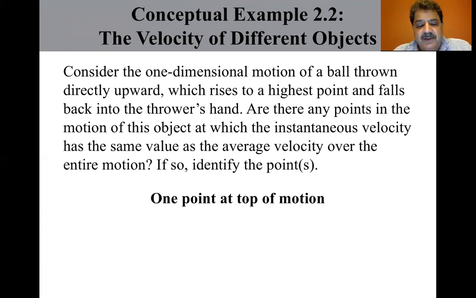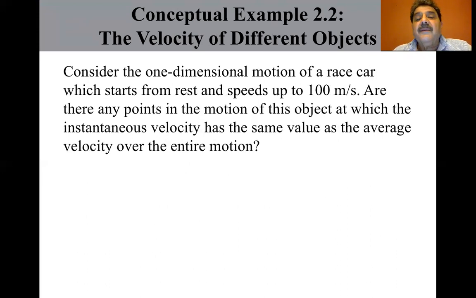Okay, consider the one-dimensional motion of a race car which starts from rest and speeds up to 100 meters per second. Are there any points in the motion of this object at which the instantaneous velocity has the same value as the average velocity over the motion? Oh, I'm sorry. I was reading that it hadn't advanced yet.